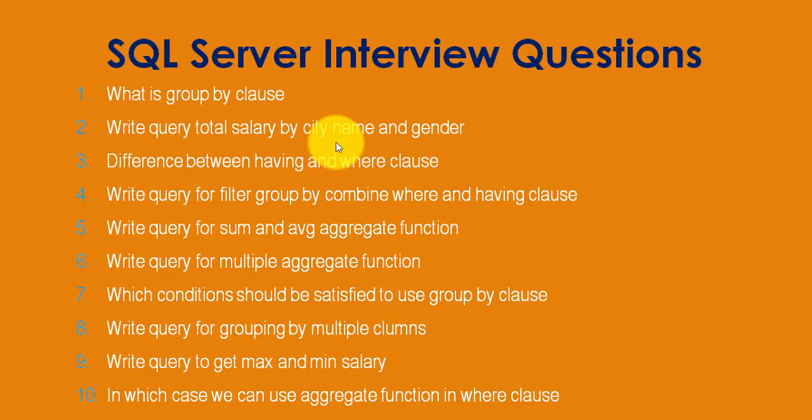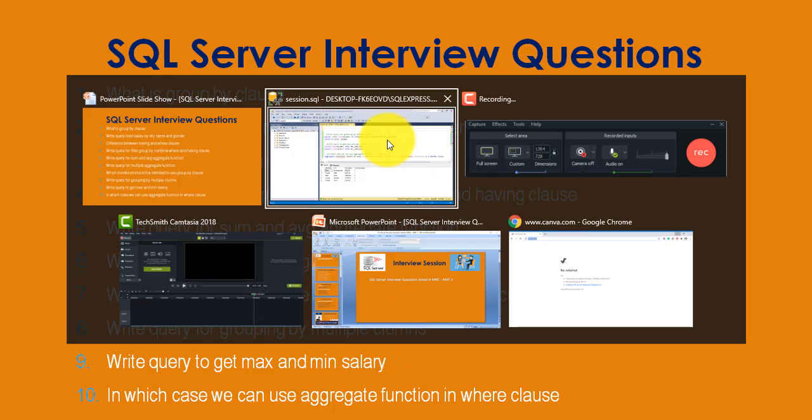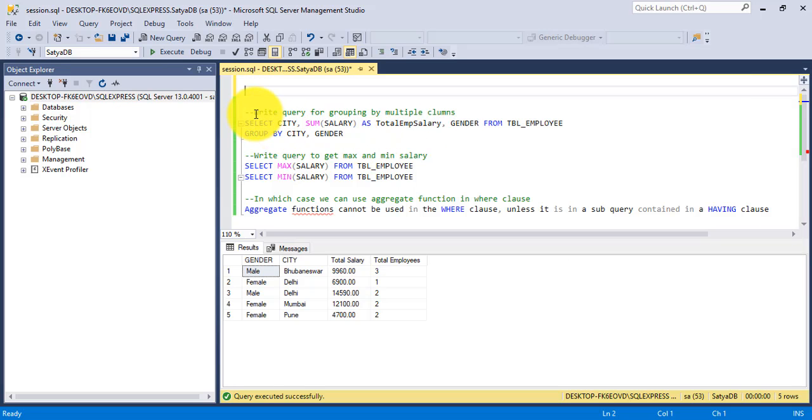So the next point is question number 8, which was: write a query for grouping by multiple columns. So flip to SQL Server. How is it possible? This is the query here.